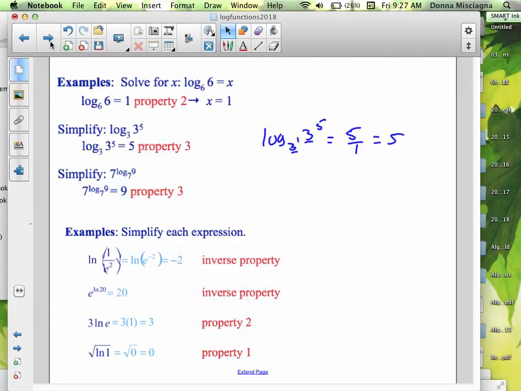All right, so here we have a few examples. We want to solve for x. Log base 6 of 6 equals x. That would have to equal 1, because you're basically saying 6 to what power, and this is in your notes to fill in, is equal to 6.